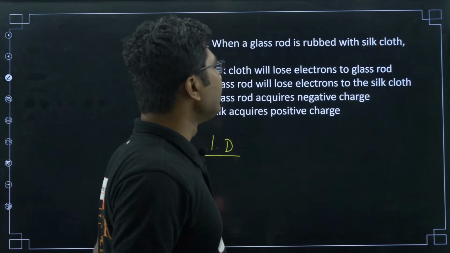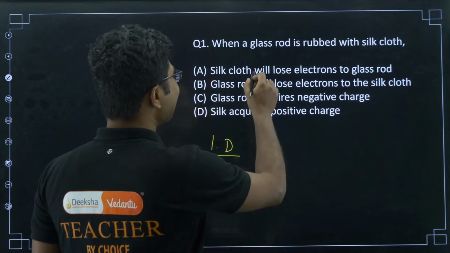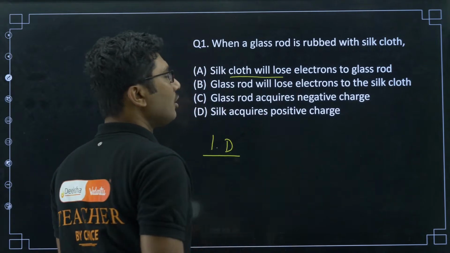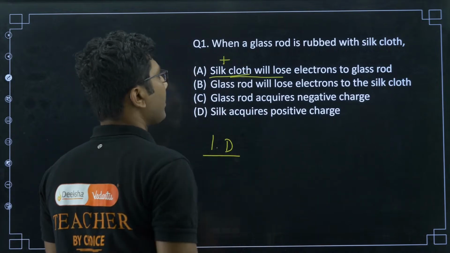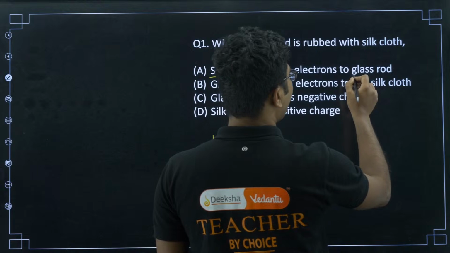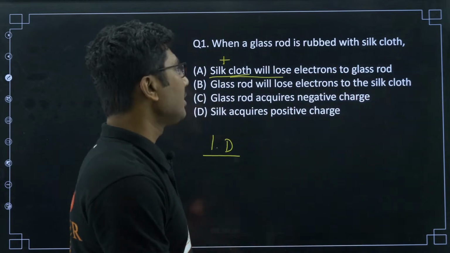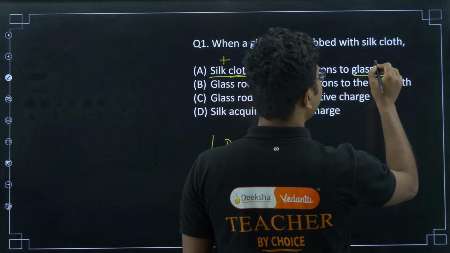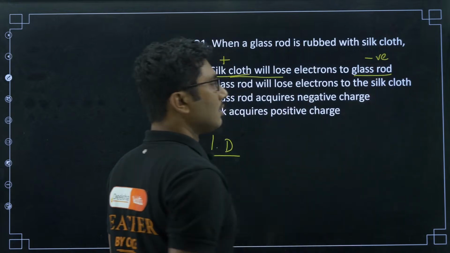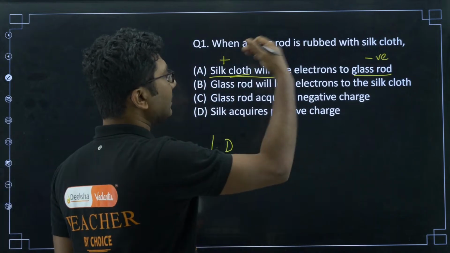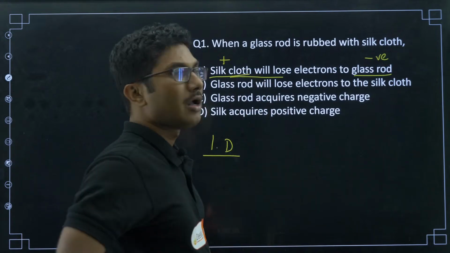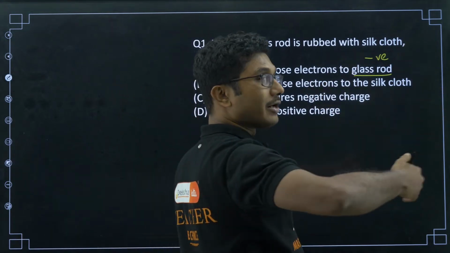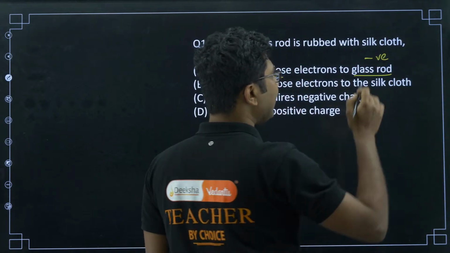Silk cloth will lose electrons to the glass rod. If this happens, silk cloth loses electrons, so silk cloth will become positive, and glass rod is gaining the electrons, that means glass rod will be negative. So, if silk cloth is losing electrons, it is becoming positive, and glass rod is gaining electrons, that is, it is becoming negative.